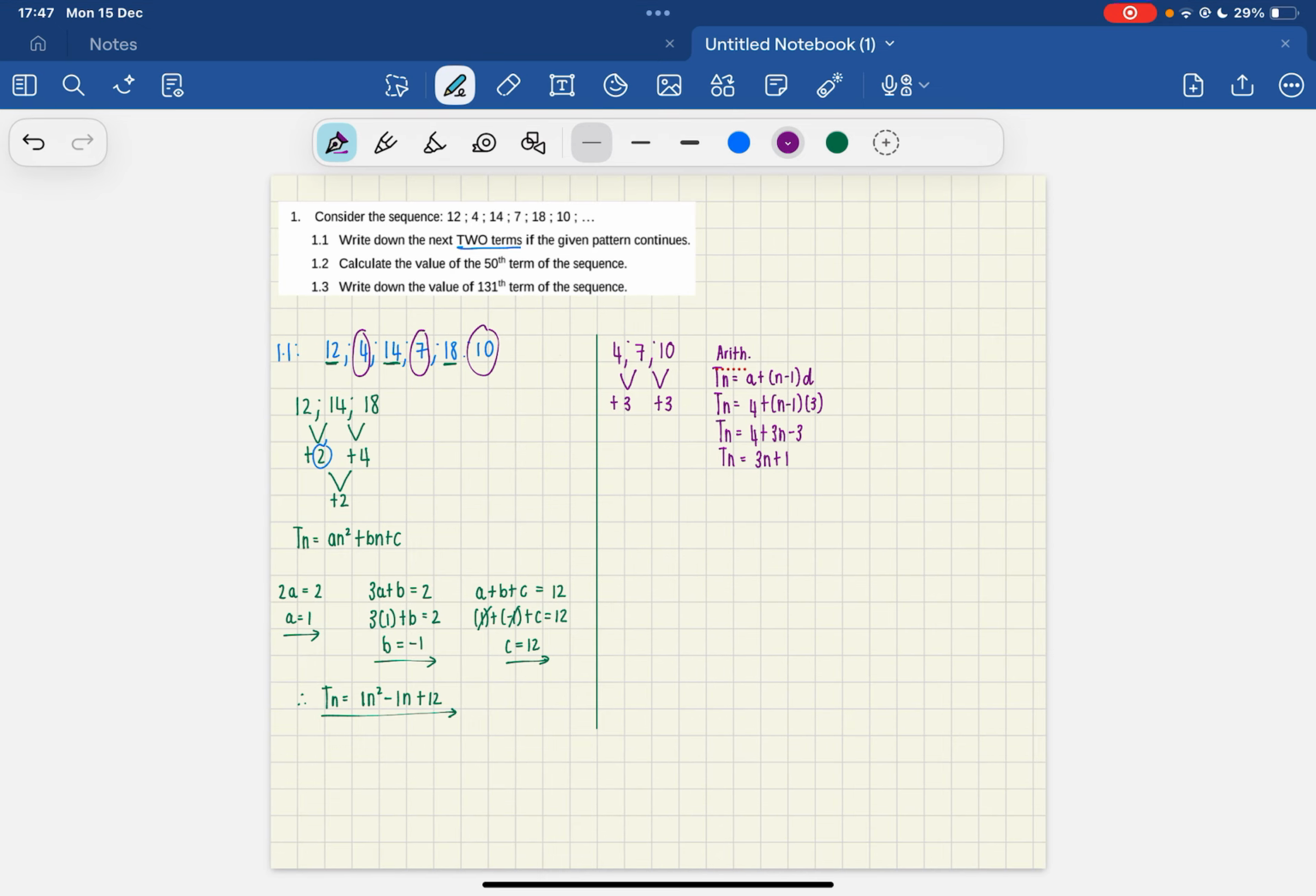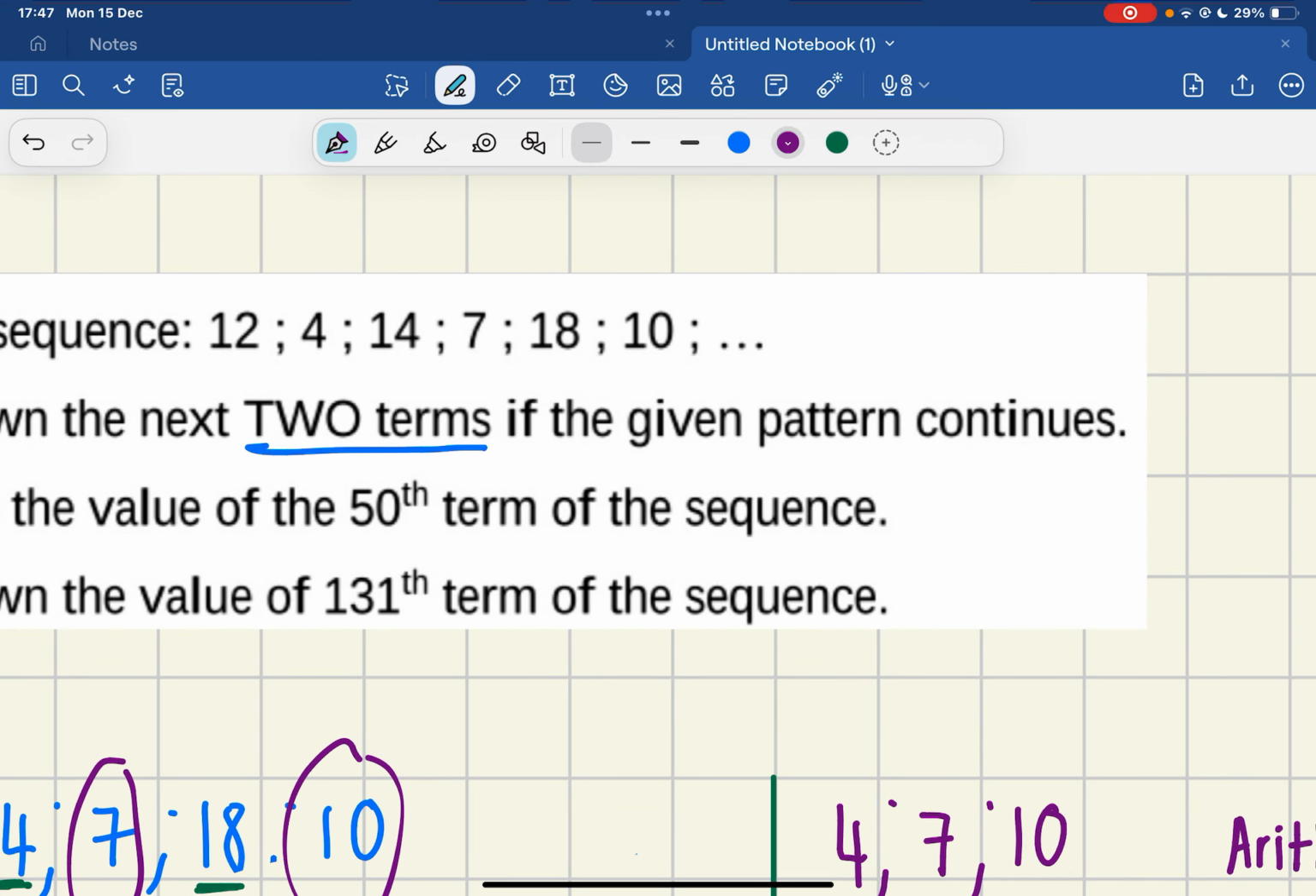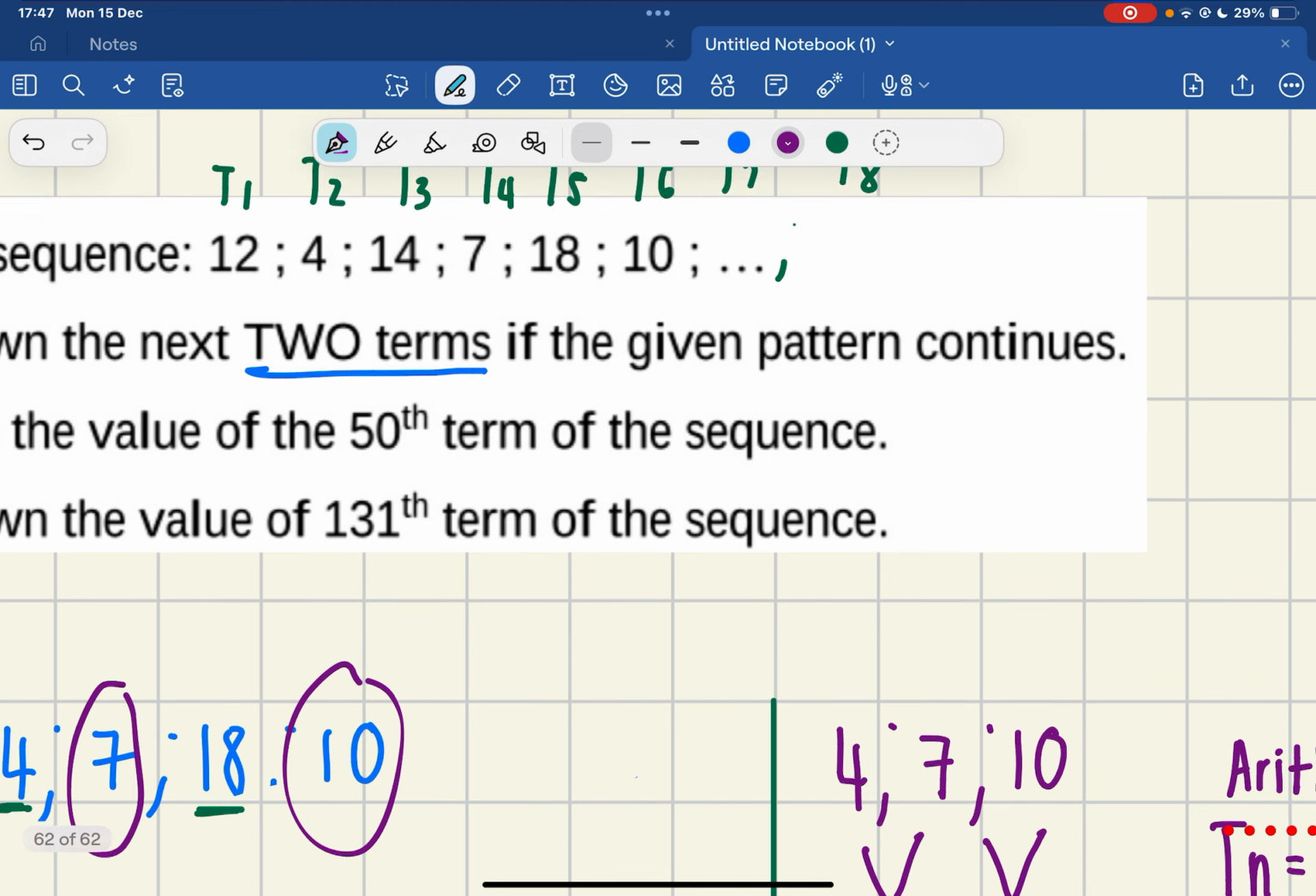Okay? Now, they want the next two terms. This is where we do what I did, where it gets a bit funny, but makes sense. So we see that 12 is T1. This is T2, this is T3, this is T4, this is T5, this is T6. And we're looking for T7 and T8, because they want the next two terms.